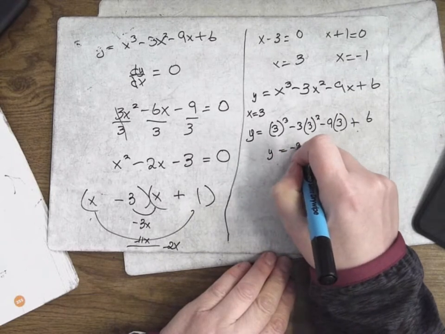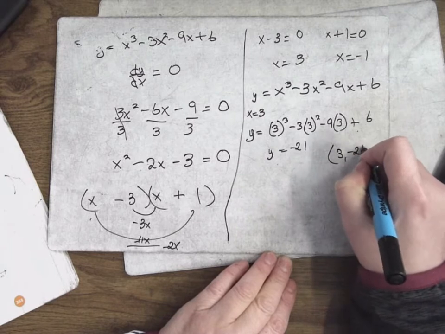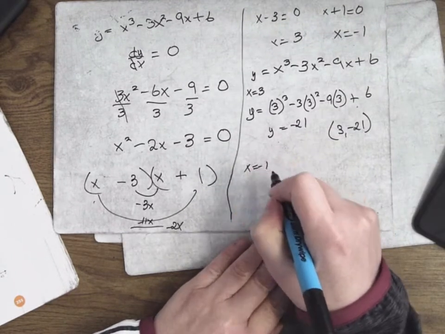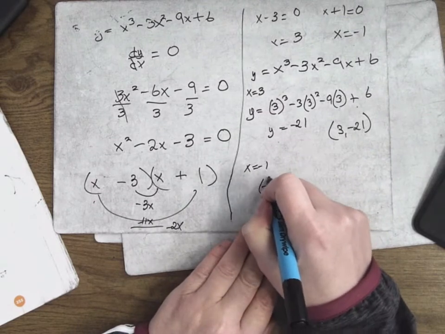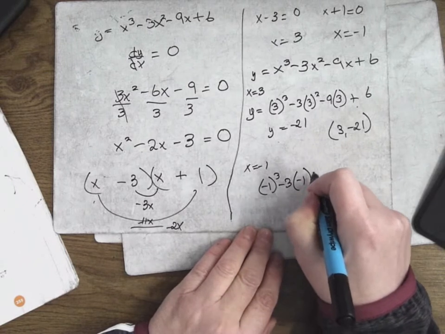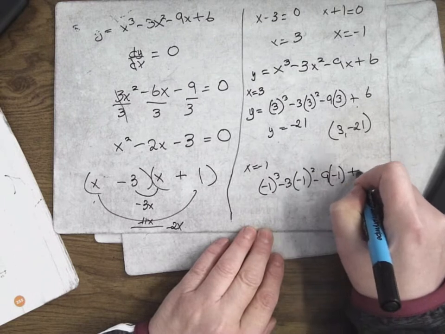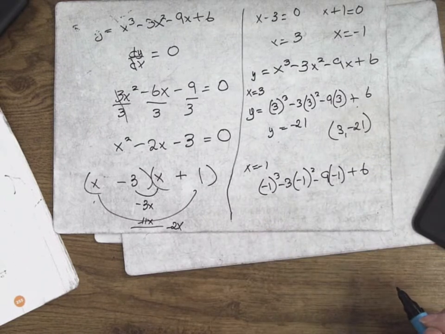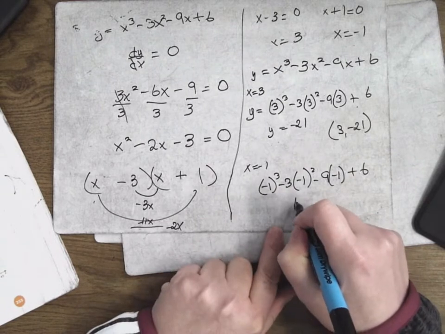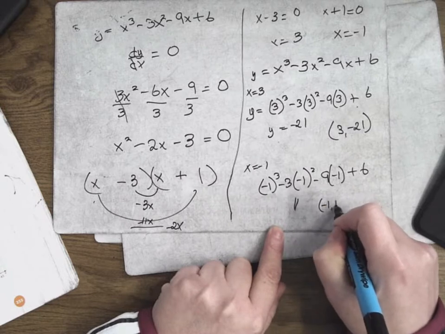Did you get that? So that's the point (3, minus 21). Then I have to sub in x is minus 1 to get my other point. So I have minus 1 cubed minus 3 times minus 1 squared minus 9 times minus 1 plus 6. So into the calculator with that, and you'll get minus 1 minus 3 is minus 4 plus 9 is 11. Did you get that? So it's 11.